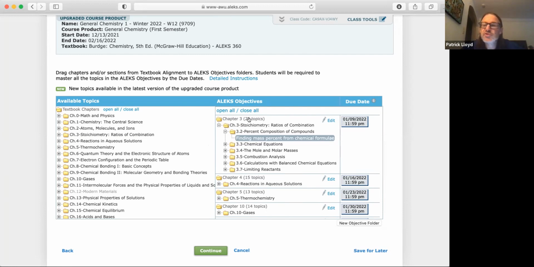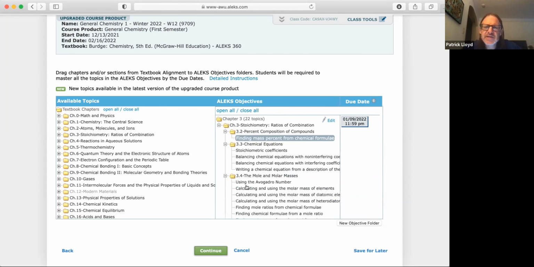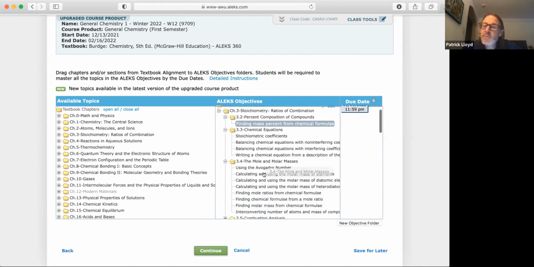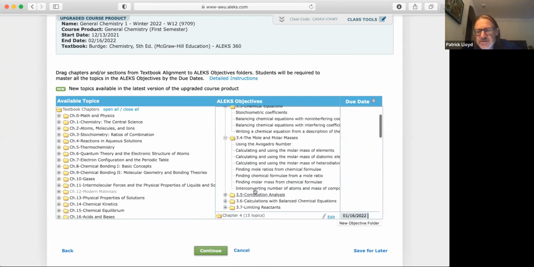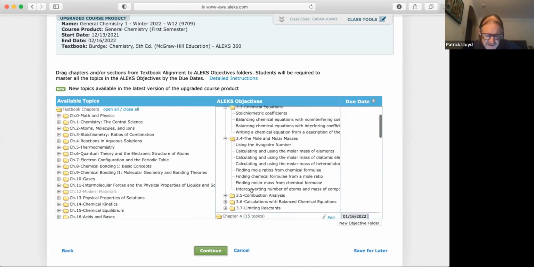For chapter 3, there are 22 topics. That's the most topics of any chapter in the course. There's a lot, but many of the problems are pretty simple. Percent composition is in section 3.2. That's our first type of problem. There's only one problem in that section. Then we're going to move on to chemical equations and stoichiometric coefficients and so forth. Generally speaking, the first two sections, 3.2 and 3.3, are pretty easy for people. But when we get to mole and molar mass, sometimes that can be a little bit challenging. So the material in the chapter gets more and more sophisticated.